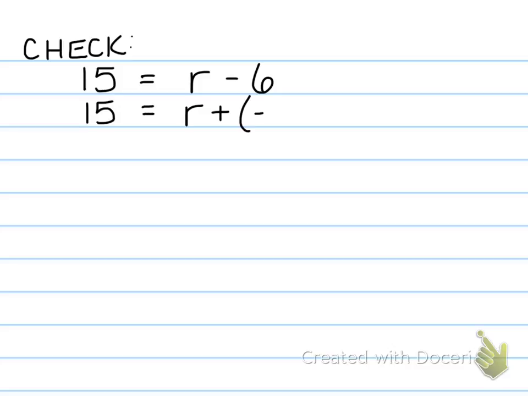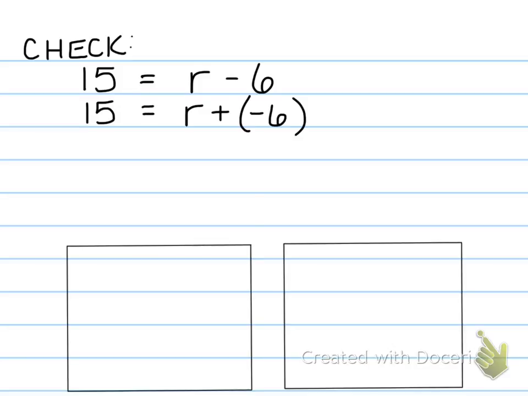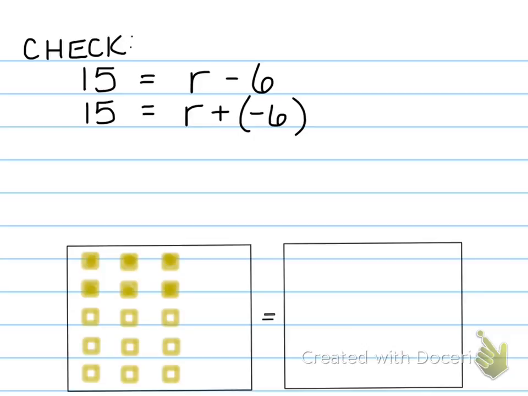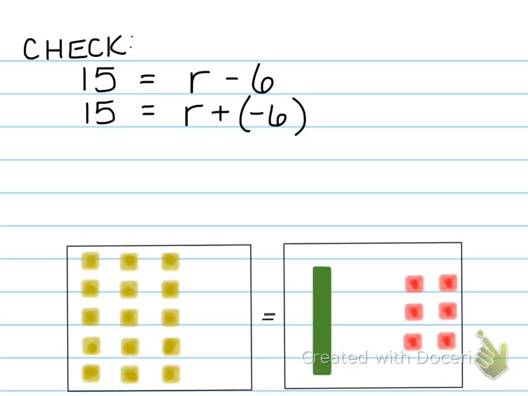So we'll again rewrite this so that we don't have subtraction. And let's think about it with our algebra tiles. So we want to see if the 15 on the left will match 15 on the right. So here's the original setup of the original equation. So we'd have 15 is equal to r plus negative 6. So that's how we represent it with our algebra tiles.